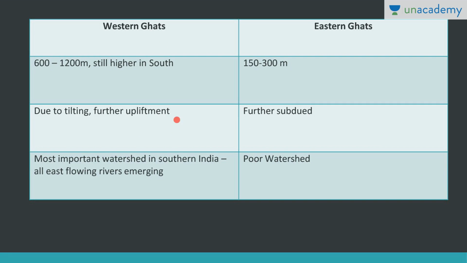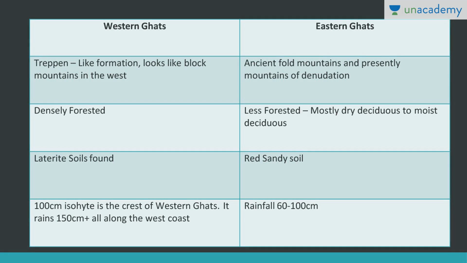Okay, then in Western Ghats, most important watersheds, for example Godavari, Krishna, Kaveri, all these rivers originate from Western Ghats, and they are all east flowing rivers. Now Eastern Ghats hardly have the origin point of any river except for river Indravati. So they actually have poor watershed. Now Western Ghats, as we've already discussed, have a staircase-like formation. That's why in the western part it appears like a Trepan, and it looks like Block Mountain in the west. In Eastern Ghats, these are ancient fold mountains, right, and these are highly eroded and denuded.